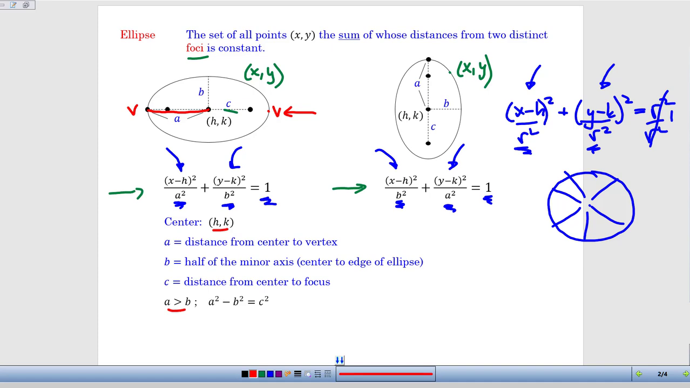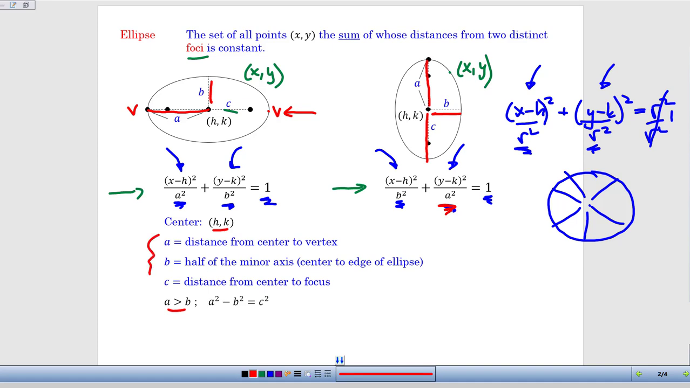In the second one, a squared is shown to be in the denominator of the y equation, and that just means that we're going to be stretched in the vertical direction, instead of in the horizontal. So the rule is, as we see an equation that we identify to be that of an ellipse, whichever denominator is bigger, that's the a squared, and then the other denominator is b squared, where b is going to be that short distance across the ellipse. So we've got that defined for us here.